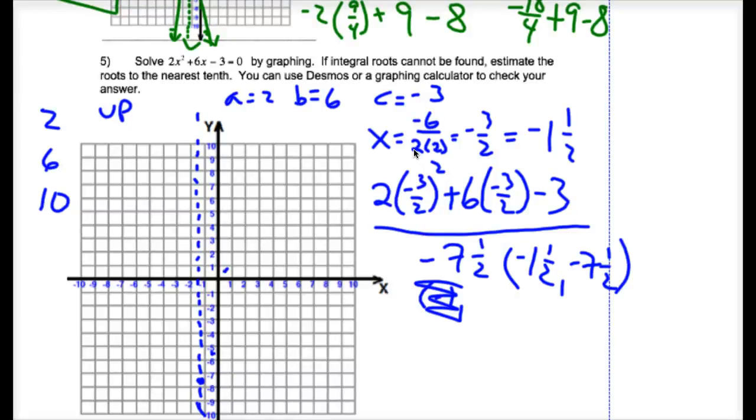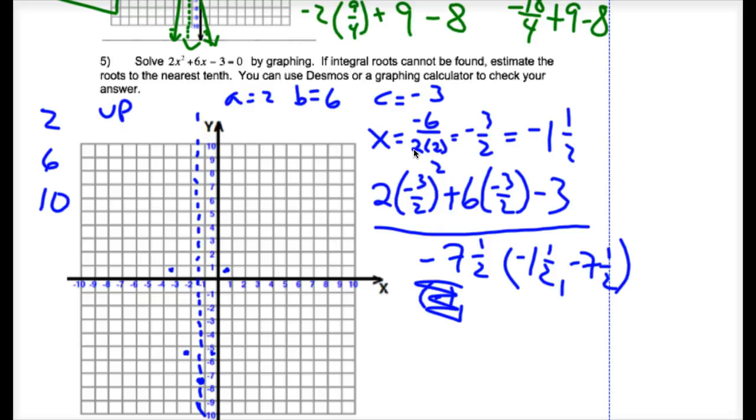Tell me what that point is. A half, comma 1/2. Wait, which point? I was going the other way. Okay, go the other way. That's the one I said when you asked.